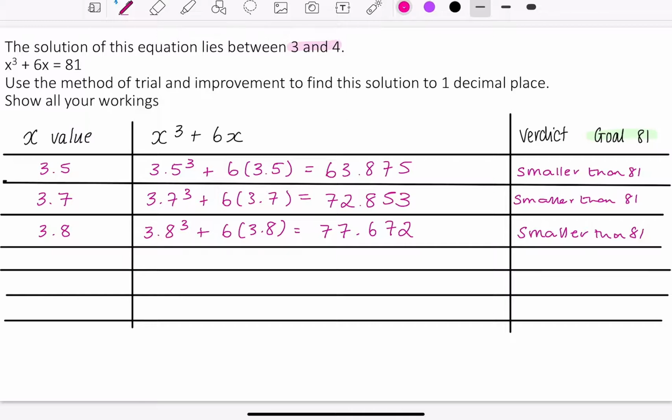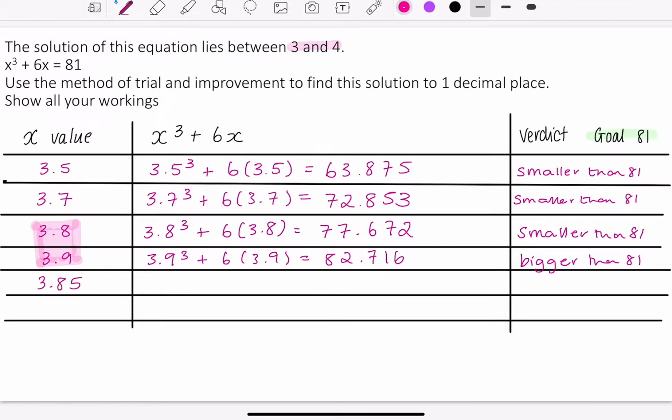So the next number I would try naturally is going to be 3.9. So I'm going to do 3.9 cubed, add 6 times 3.9, which actually gives me an answer of 82.716. As 82 is bigger now than 81, I know my answer to one decimal place must lie somewhere between these two values. So, once again, if I know it lies between two values, you go straight for the middle. So, the next one I'm going to try is 3.85.